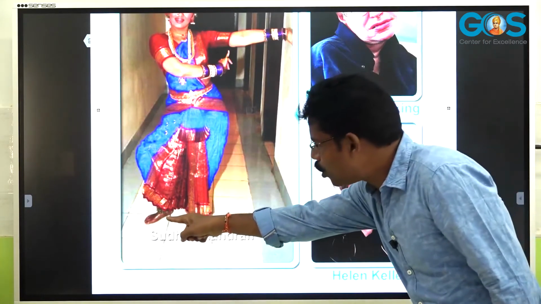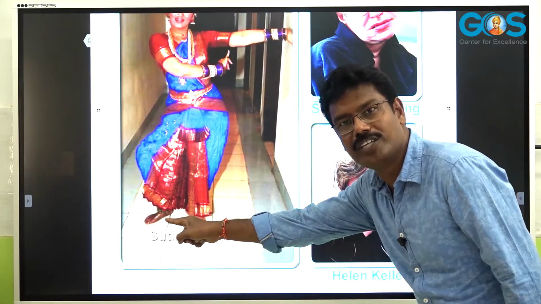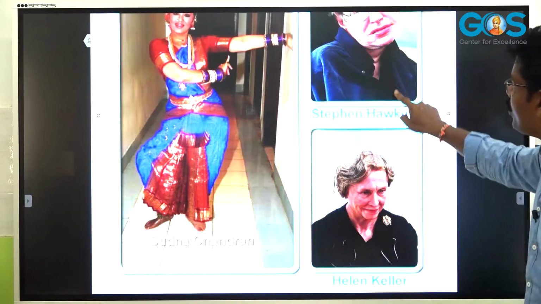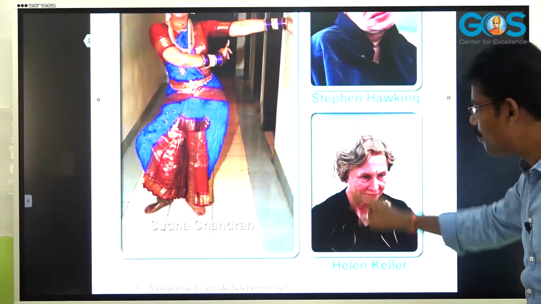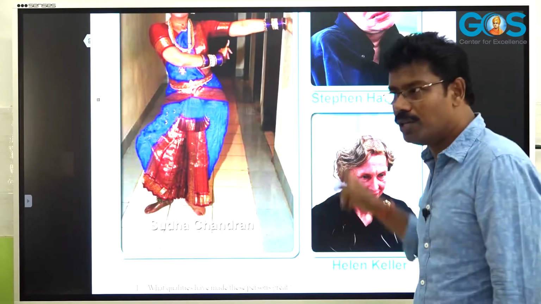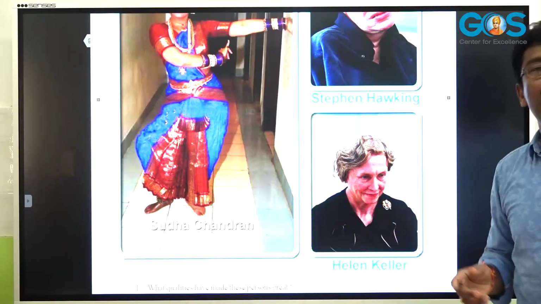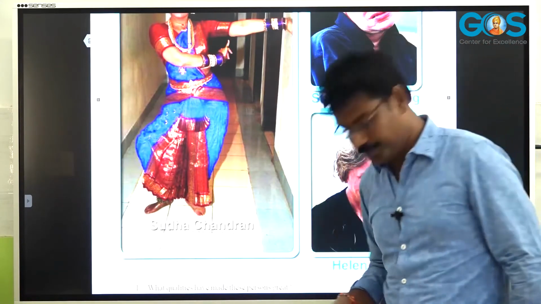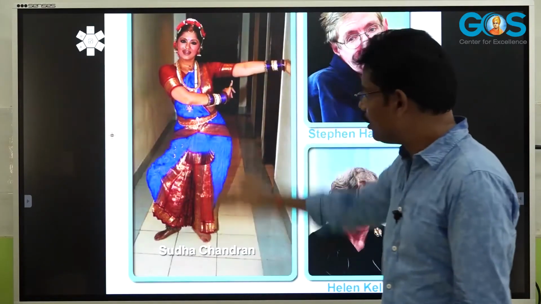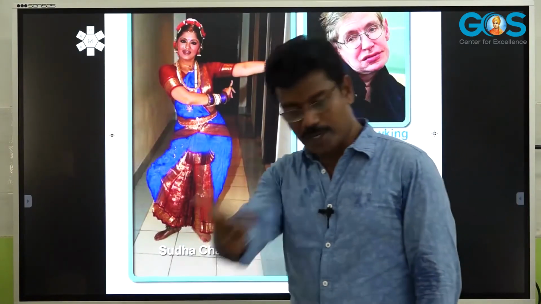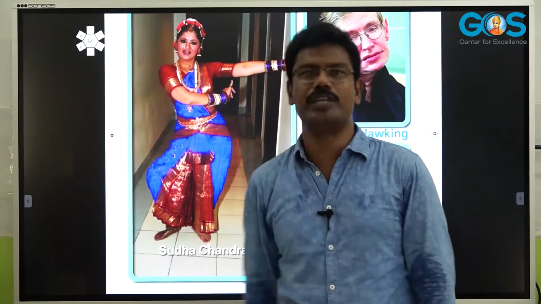In spite of their problems: Sudha Chandran, her disability, she lost her right leg when she met with an accident. Stephen Hawking, this kind of disease. And Helen Keller, completely blind. Even though they have problems, they have become very successful persons because of positive attitude, positive thinking. You all know about Sudha Chandran. Even now you can see this great artist in our TV serials, I think in a Zee Telugu serial.